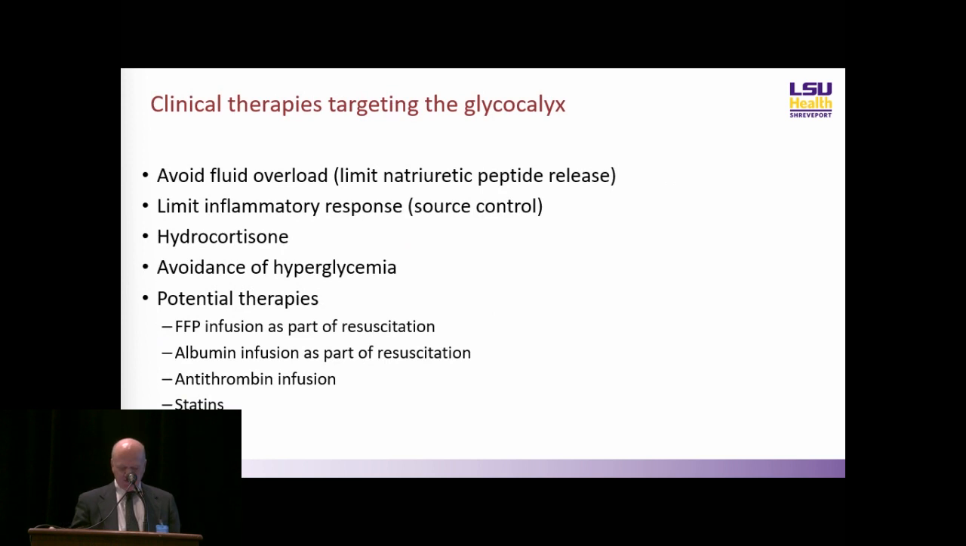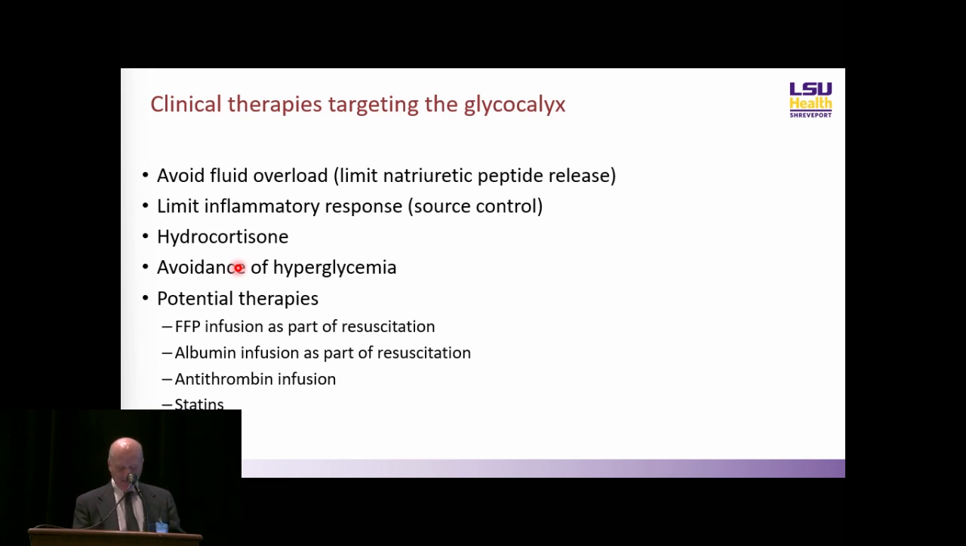So what clinical therapies do we have now to target the glycocalyx? Avoid volume overload. Plain and simple. Limit the inflammatory response, or source control. And I didn't mention it, but there have been some experimental studies that hyperglycemia itself can damage the glycocalyx. Is that the reason that our hyperglycemic patients have a higher mortality?